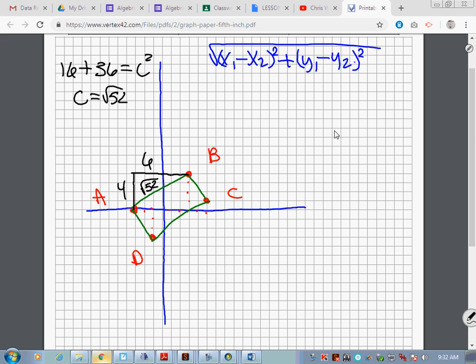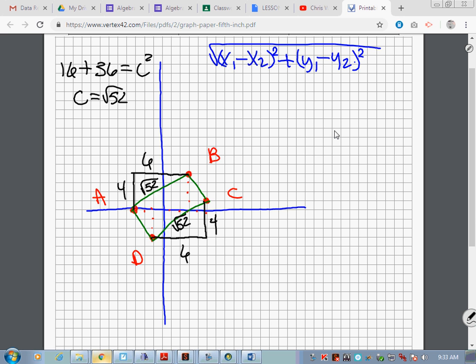Let's see if B and C use the same dimensions. 1, 2, 3, 4, 5, 6, and 1, 2, 3, 4. Is it going to be the same length? Because it's using the same numbers for that right triangle, so it's the square root of 52.